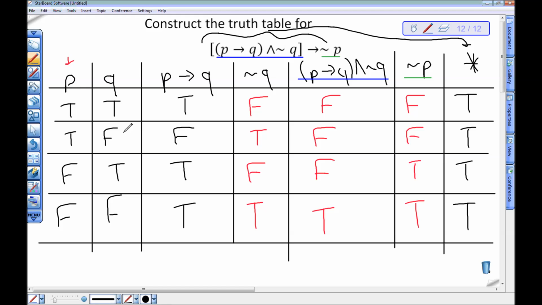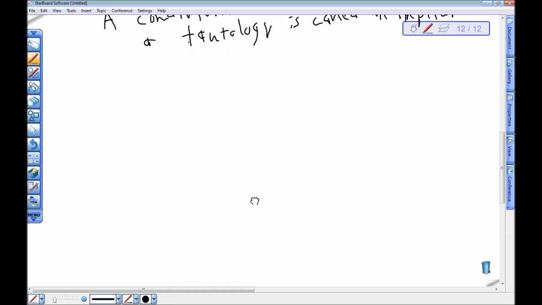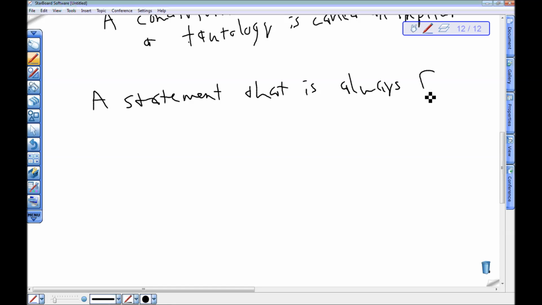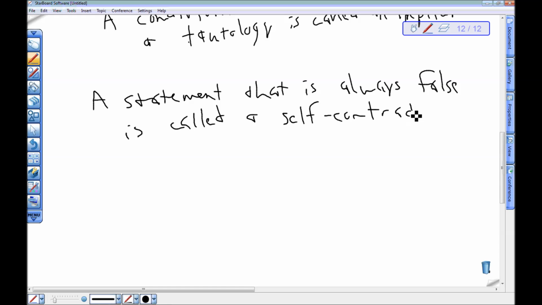There's a word for a statement that is always false. A statement that is always false is called a self-contradiction, or sometimes just a contradiction.